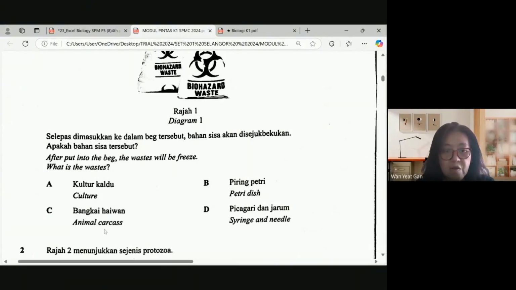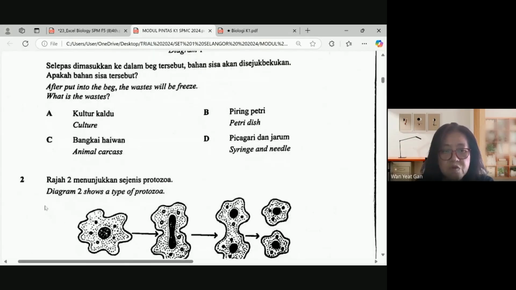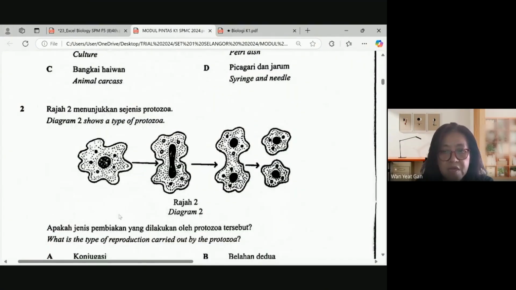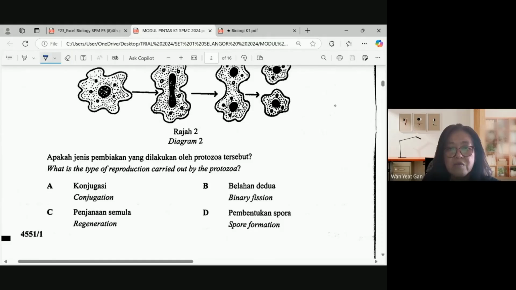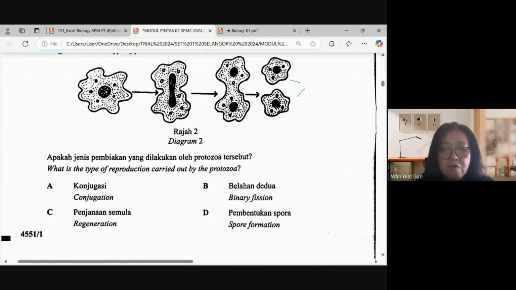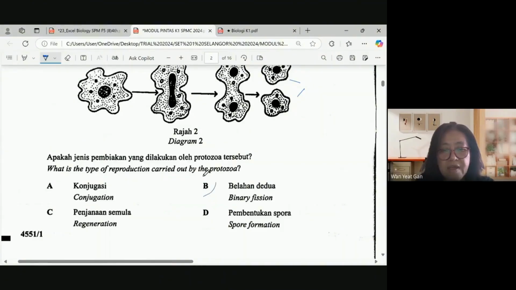Okay, let's look at question 2. Diagram 2 shows a type of protozoa. This protozoa, you all know, is amoeba. What's the type of reproduction carried out by the protozoa? Protozoa carry out binary fission. In this picture, you can see that the amoeba has undergone mitosis to divide to become two cells. So it's called binary fission, right?